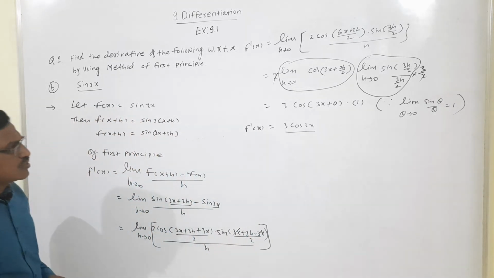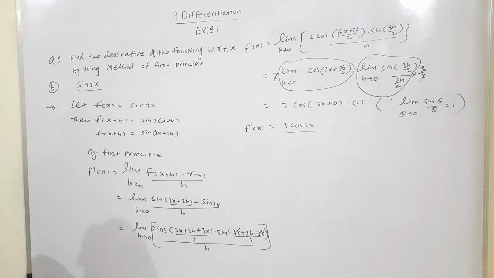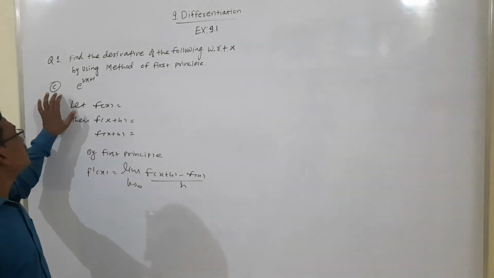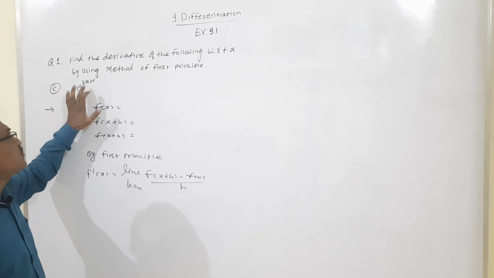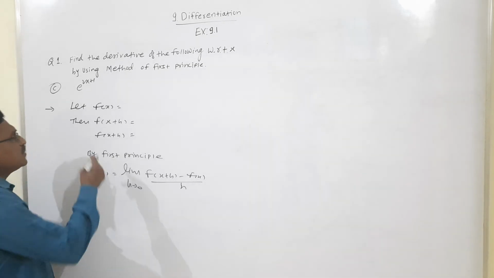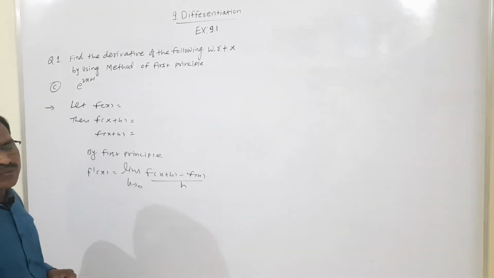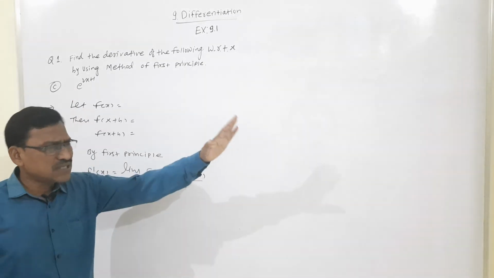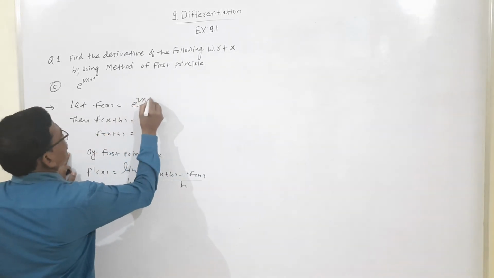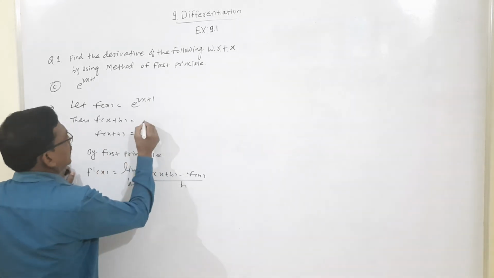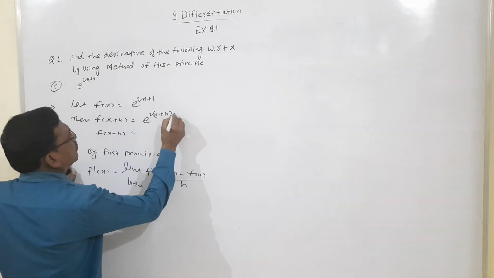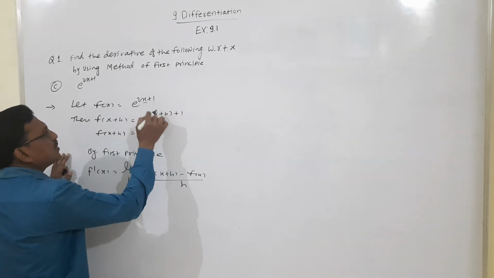So now we will take the next example. Now the next example, e raised to 2x plus 1, an exponential function. So we have to take its basic function, the exponential function e raised to x. The derivative of e raised to x is e raised to x. Here e raised to 2x plus, e raised to 2(x plus h) plus 1. Where there is x, we put x plus h.